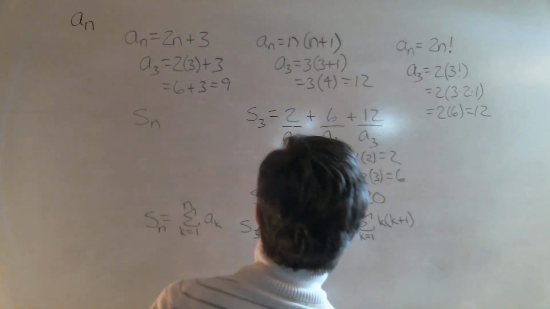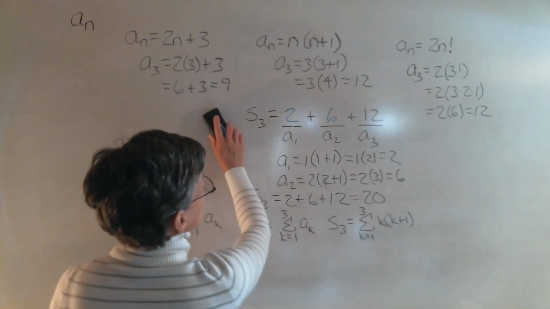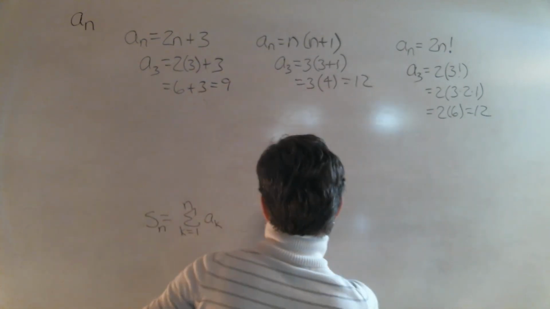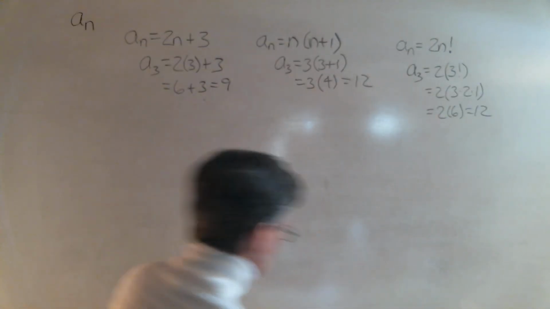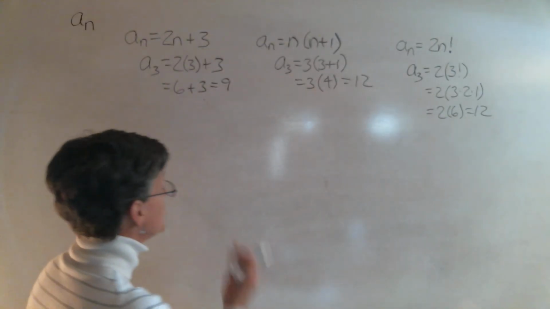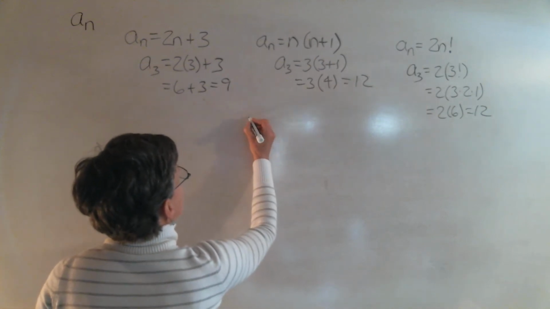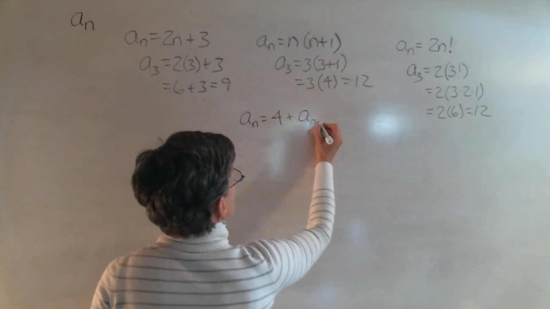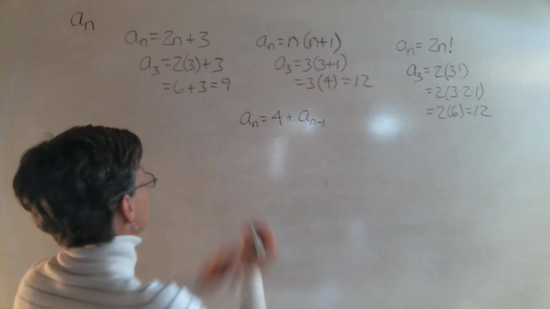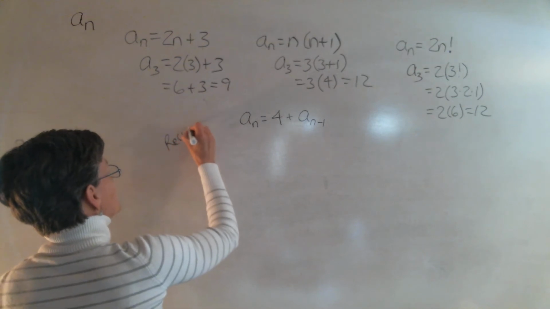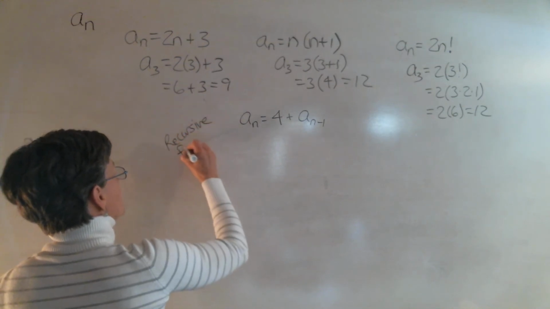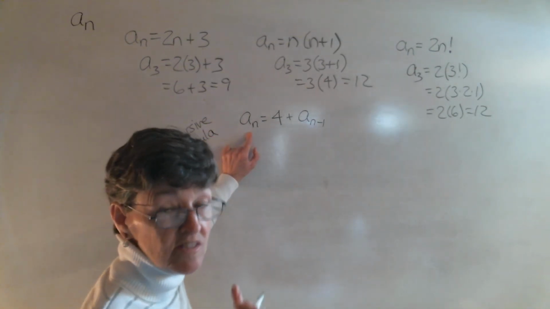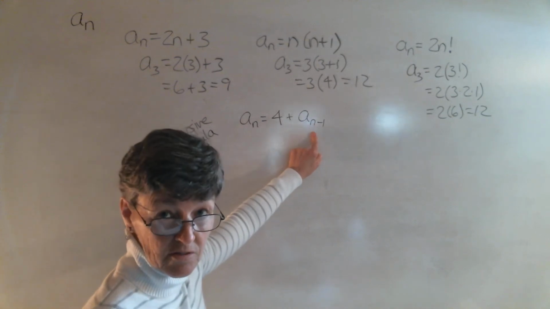Now, there is one more term I want to explain. I'm going to erase my sum stuff to do it. And it's called a recursive formula for a sub n. So let's suppose that a sub n equals 4 plus a sub n minus 1. This is called a recursive formula.